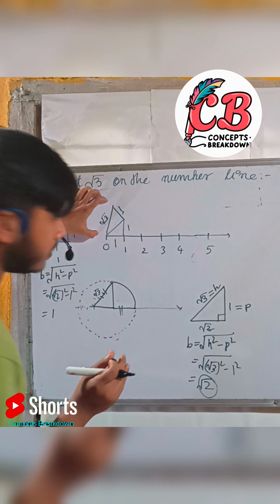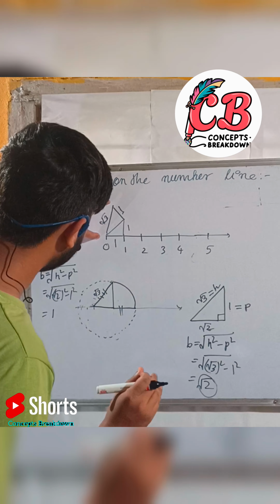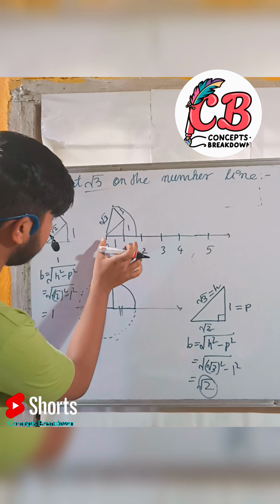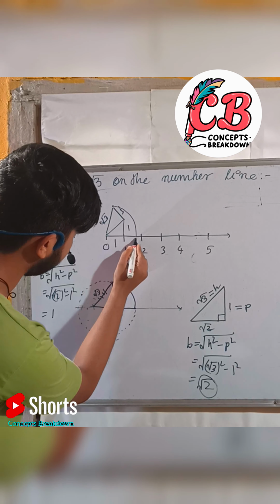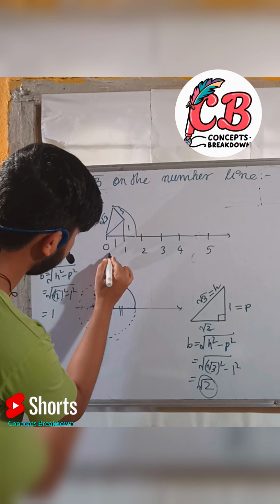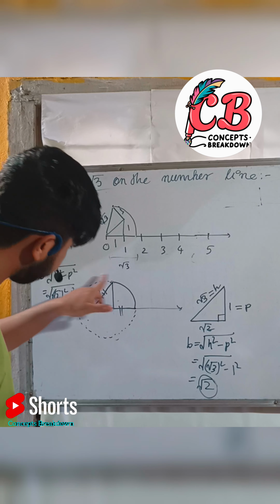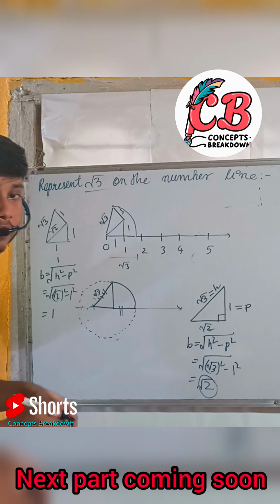Then we measure this with a compass, and then we drop it on the number line. And as I said, this part from 0 to this point that we got here is gonna be root over 3, because as I said before, this whole part is the part of a circle.